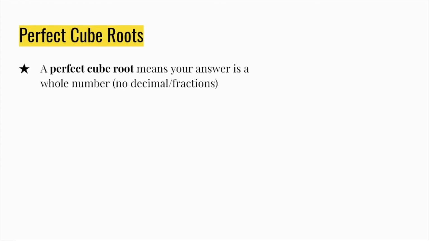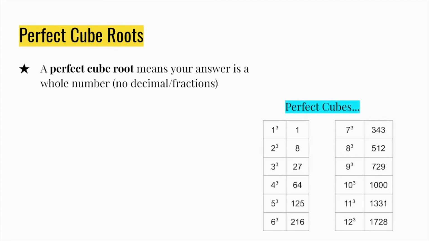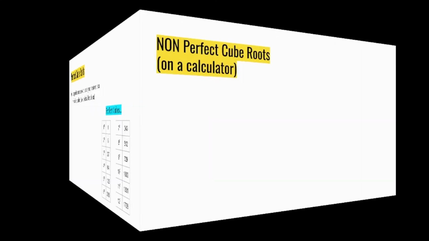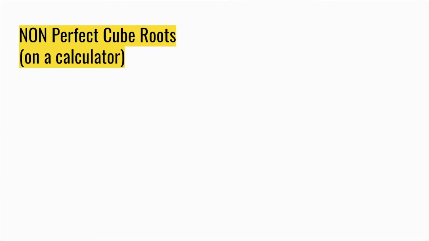Now, just like with square roots, you also have perfect cube roots, which means when you take the cube root of the number, you get nice whole number answers, no decimals or no fractions. And there are also non-perfect cube roots.